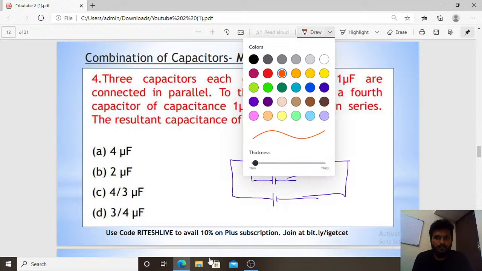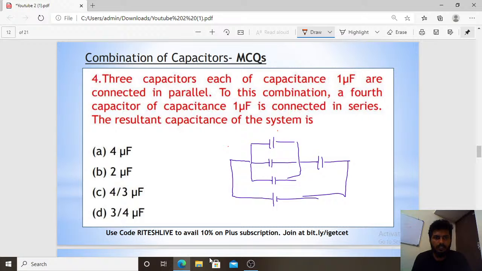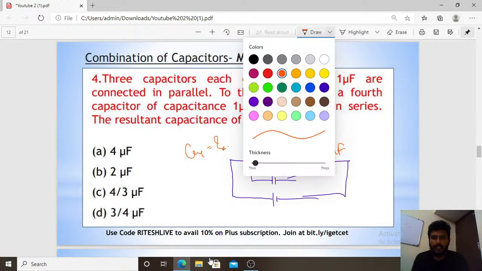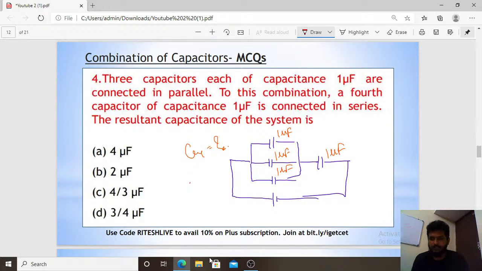Each capacitor given here is 1 microfarad, and it is connected to a fourth capacitance of 1 microfarad. Voltage they have not given, but you need to find the resultant capacitance. C equivalent is how much? So which is the right option? These are in parallel, and then this is in series.